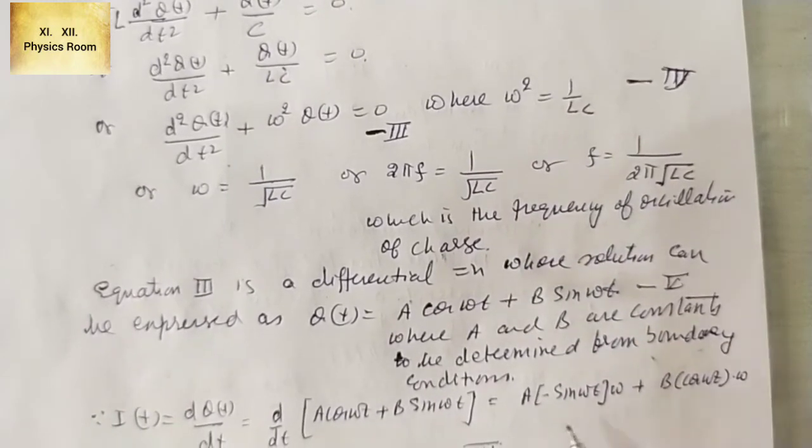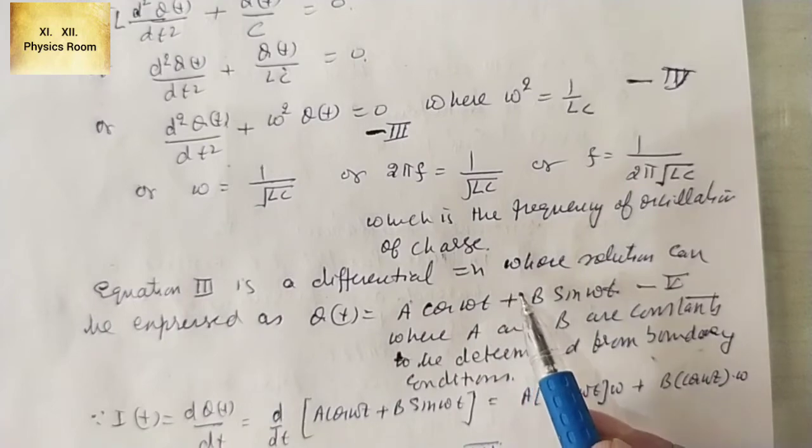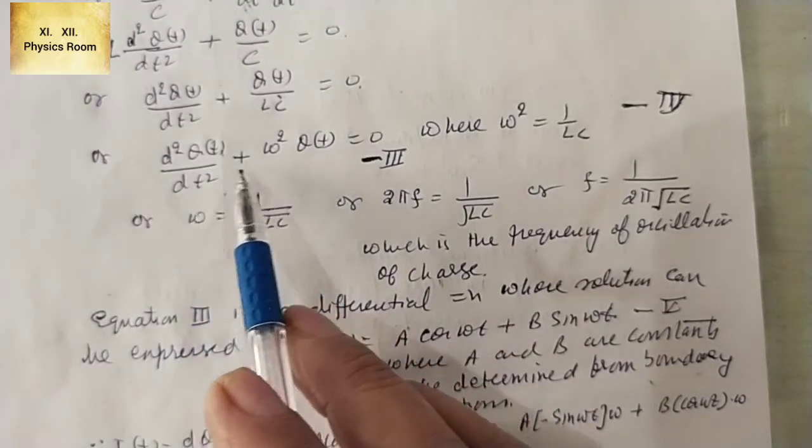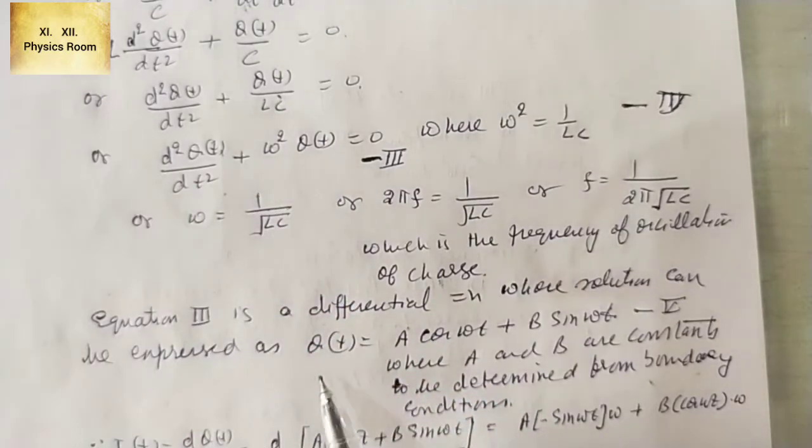Now let us see how charge oscillates. Charge oscillates in the capacitor and current oscillates in the inductor. So let us see how the conversion takes place. Now equation number 3 is a differential equation whose solution can be expressed as q(t) is equal to A cos omega t plus B sin omega t. Let us mark it as equation 5, where A and B are constants to be determined from boundary conditions.